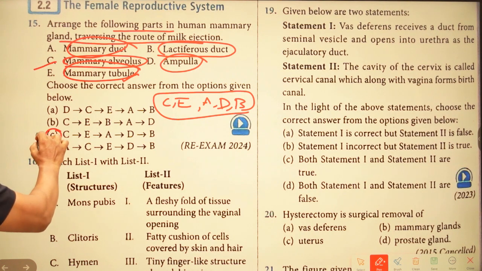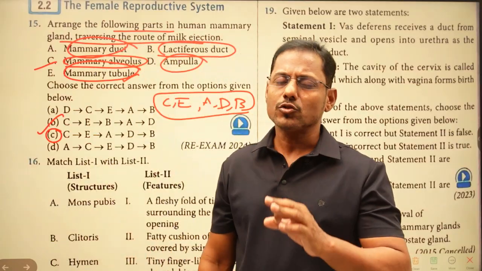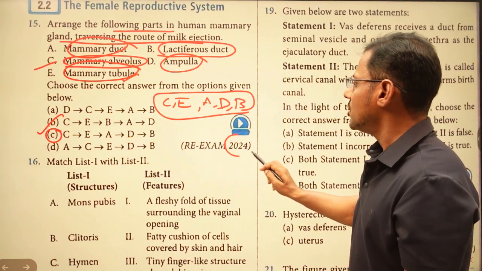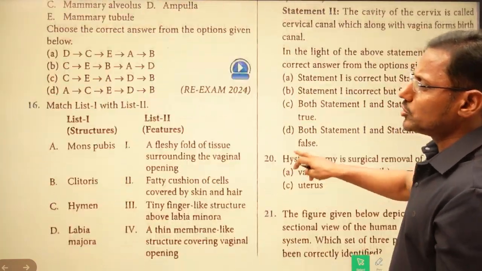So this is the right answer. C is the right answer. So you must remember the sequence of the ducts or tubules which are formed in the mammary gland. So once it was asked in the 2024 examination. Very simple one. No need to worry.